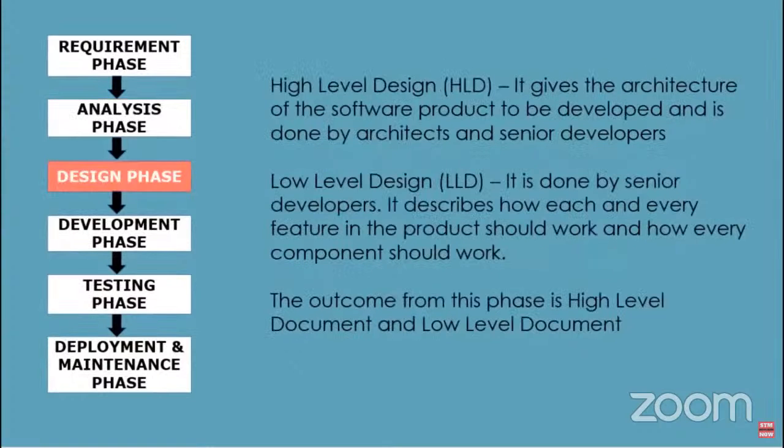Design phase. This phase has two steps. HLD, High Level Design. It gives the architecture of the software product to be developed and is done by architects or senior developers. LLD, Low Level Design. It is done by senior developers. It describes how each and every feature in the product should work and how every component should work. Here only the design will be there and not the code. The outcome from this phase is high-level document and low-level document, which works as an input to the next phase.